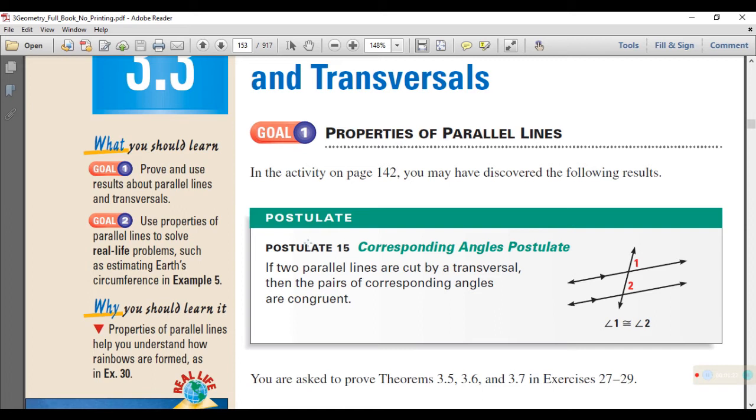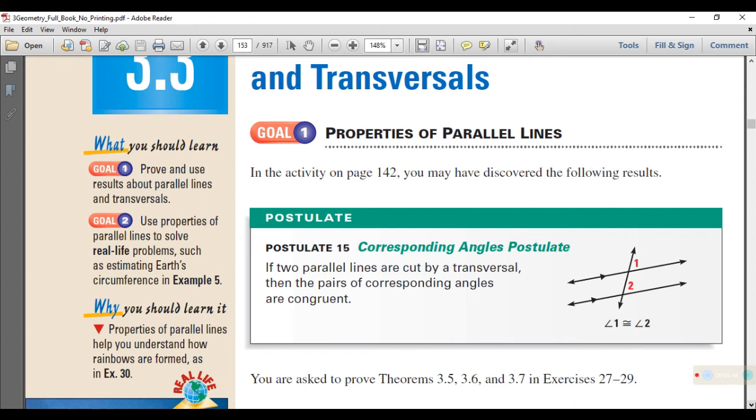So, for postulate number 15, corresponding angles postulate: if you have two parallel lines cut by a transversal, the corresponding angles are congruent. So, 1 and 2 are congruent.